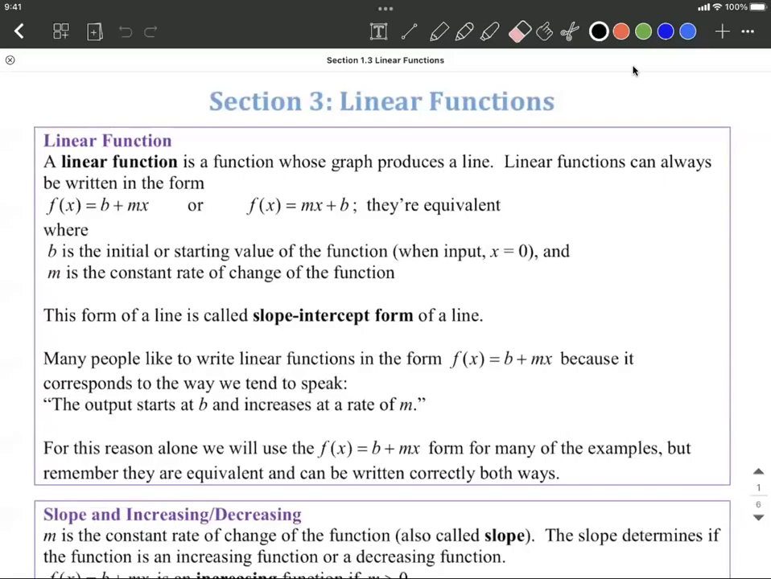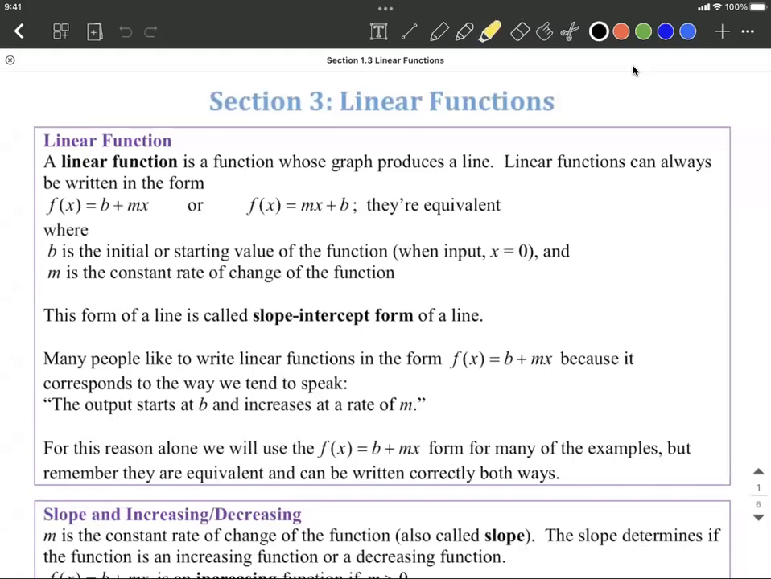Okay, in section 1.3, we're going to be talking about linear functions. So linear functions, if we want to think about their graph, it's going to be a line. One defining thing about linear functions is also our variable, in this case our x, the input value, is going to be raised to the first power. So whenever x is raised to the first power, we call that a linear function, and it's going to be the equation of a line.